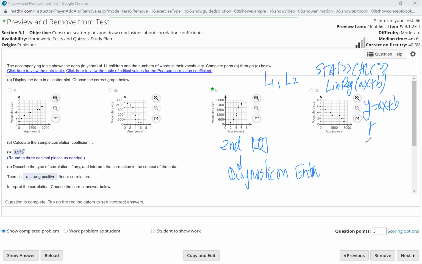You will get R and you will get R squared. This is how you find R and R squared. Look at R, guys. It's very, very close to 1. So you select from the drop down menu, strong positive linear correlation. Let's see if there are other questions.